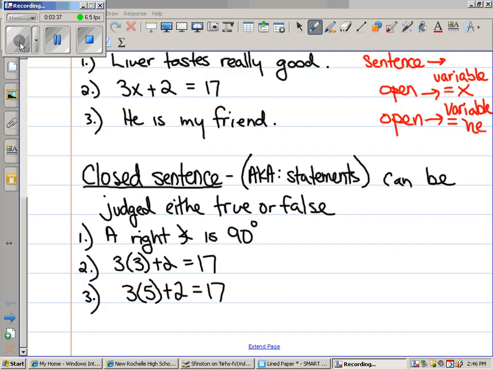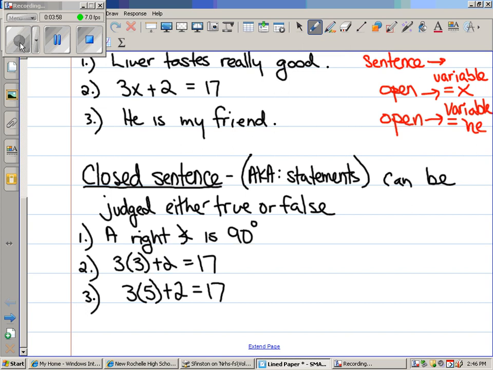So we have open sentences, and then the opposite of an open sentence is a closed sentence. A closed sentence means it's a statement. We're not going to be subbing in things back and forth to try and make it true or false. We're just going to judge it flat out.